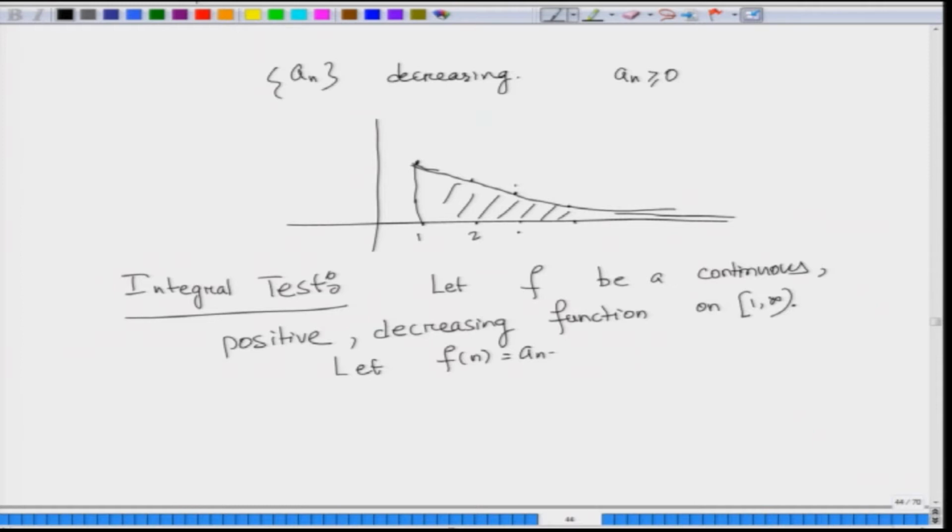So, what we can say is that the summation over a n is convergent if and only if the improper integral, integral 1 to infinity f of x dx, is convergent.